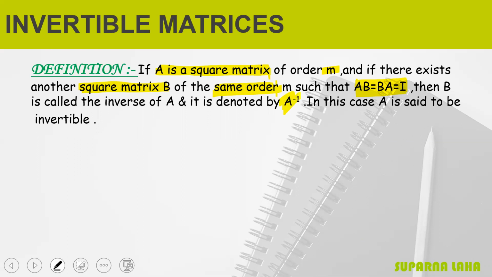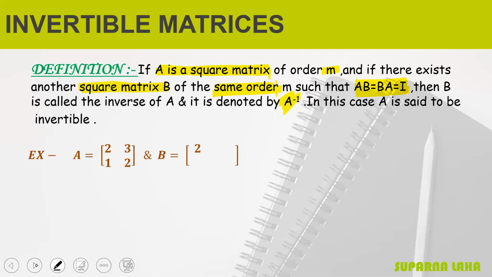Invertible and inverse are similar types of things. So here the primary condition is a square matrix, and the other matrix B we are choosing is also square and of the same order. If A and B satisfy this condition, we will call B the inverse of A. So let's check this definition by an example.